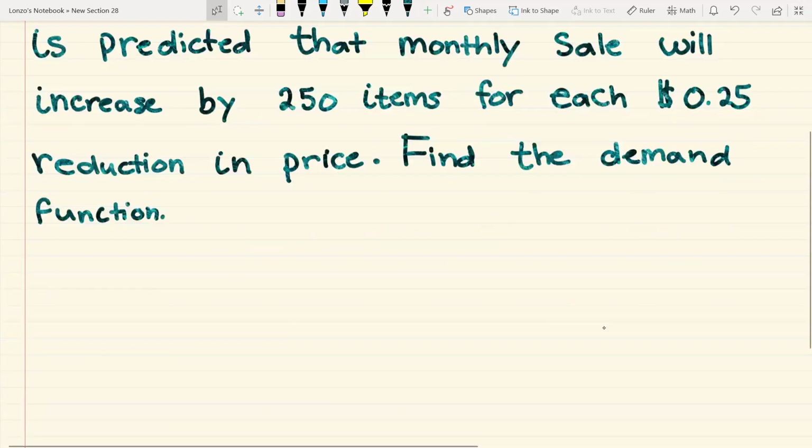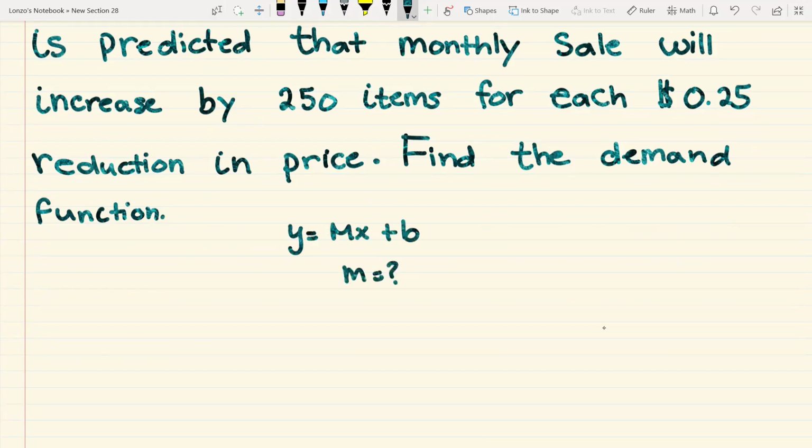So what is a demand function? It is a linear line. And what do we know about linear lines? You can write linear lines as y equals mx plus b, right? So in order to find the demand function, we need to find the m and we need to find our b, our y-intercept. Do we have any of those? No. So what we have is actually two coordinates, right?